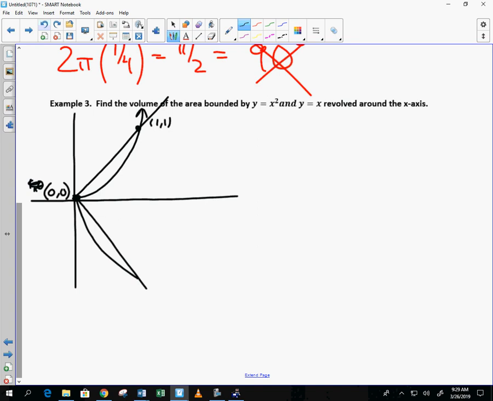Now, the fact is that you can do washers in this scenario, but we're not going to because we're better than that. We're going to use cylindrical shells to show you that you have options. You could do both and check your answer.